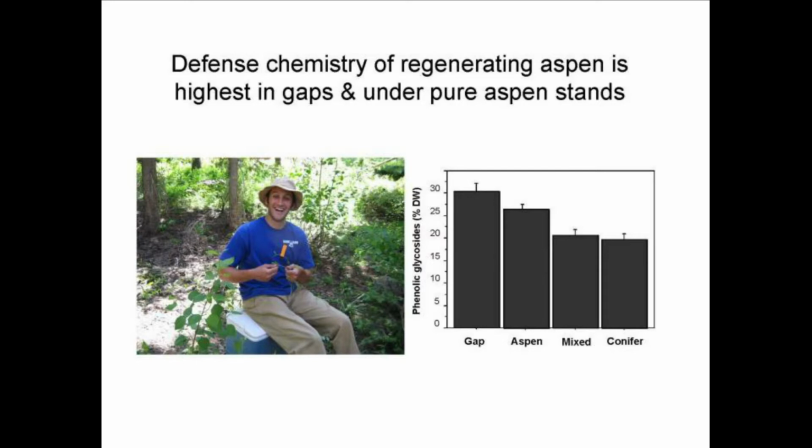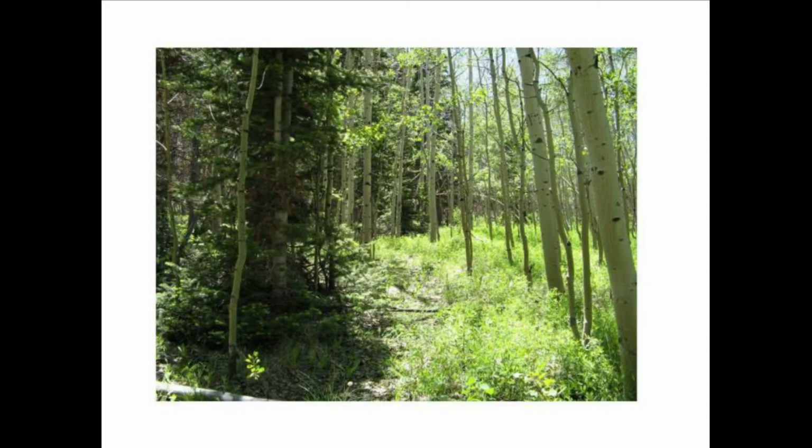So we then wanted to tie in some of the ecology with some physiology. Here's my graduate student, John, and we went along these transects and randomly located aspen regeneration and collected leaves. And we looked at the effect of overstory composition on phenolic glycoside production. Phenolic glycosides are defense compounds that are really efficient at deterring herbivory. And what we found is that there's a lot more phenolic glycoside production in gap and pure aspen stands than in mixed or conifer stands. Okay? The question is, what's the driver?